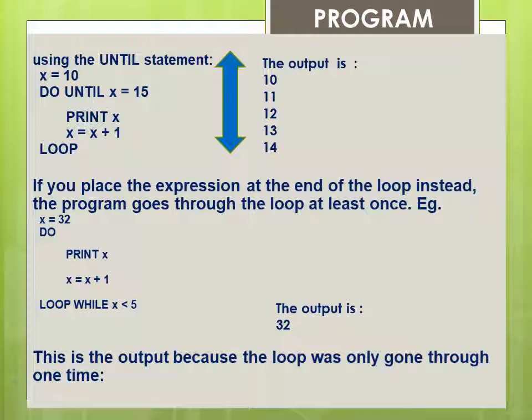If you place the expression at the end of the loop instead, the program goes through the loop at least once. Example: x = 32, do, print x, x = x + 1, loop while x < 5. The output is 32. This is the output because the loop was only gone through one time.